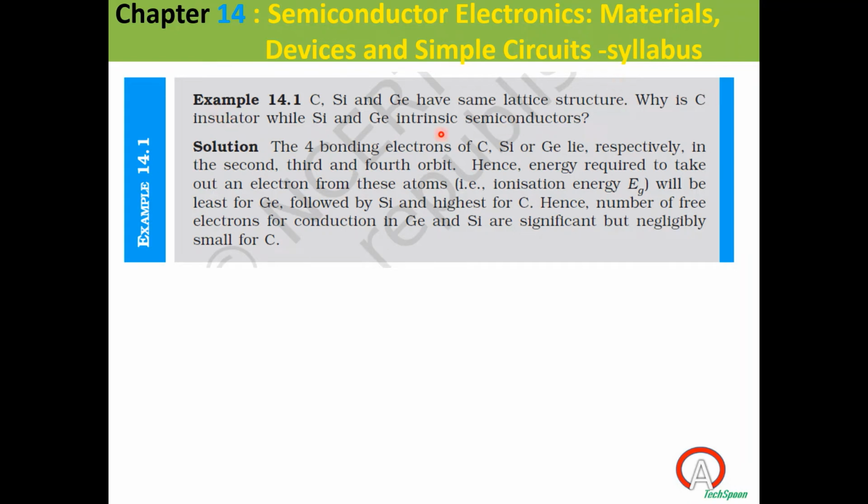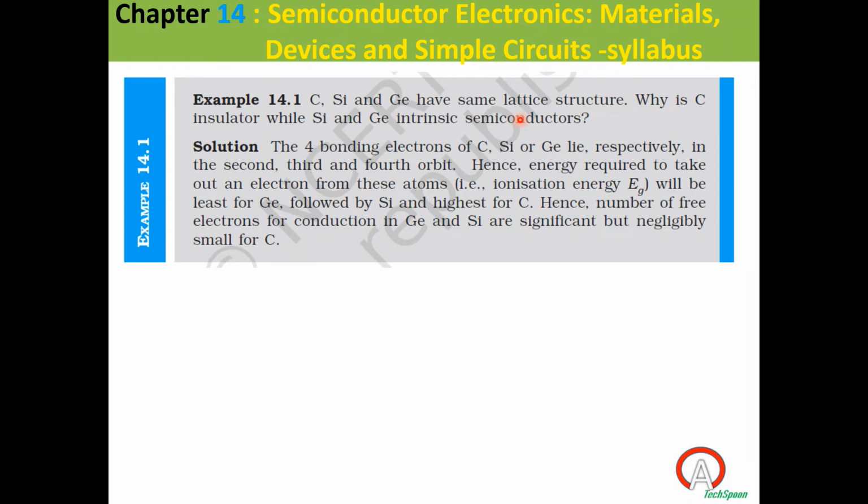But silicon and germanium are semiconductors. Pure silicon and pure germanium are intrinsic semiconductors. Why? Can you think? Without reading that solution, can you think on your own? Just think about the atomic structure. How many orbits? Where are the electrons positioned in the case of carbon when compared to silicon and germanium?